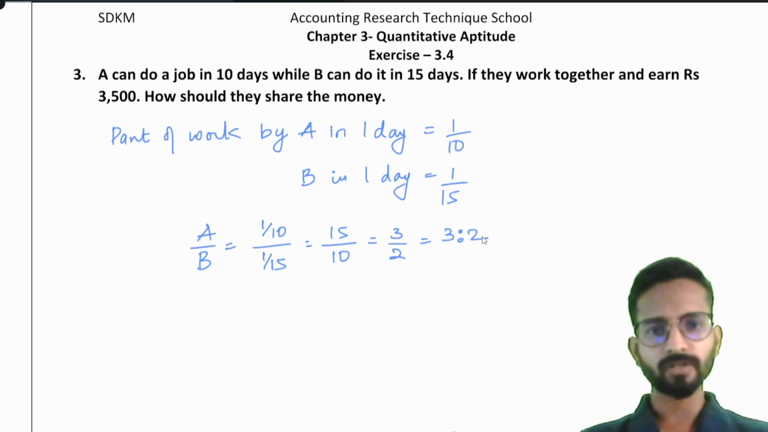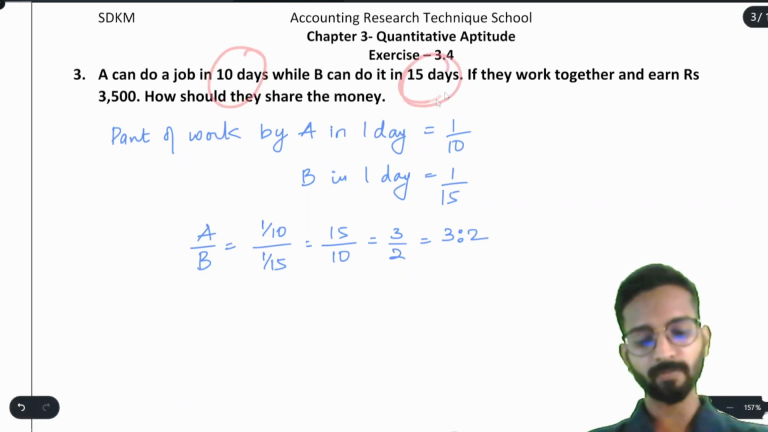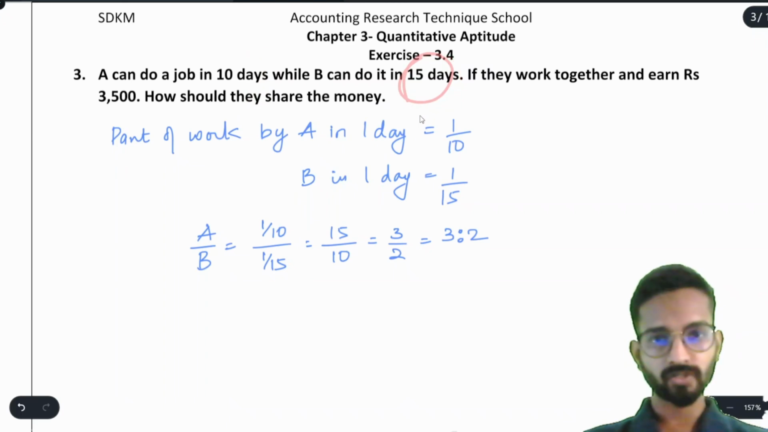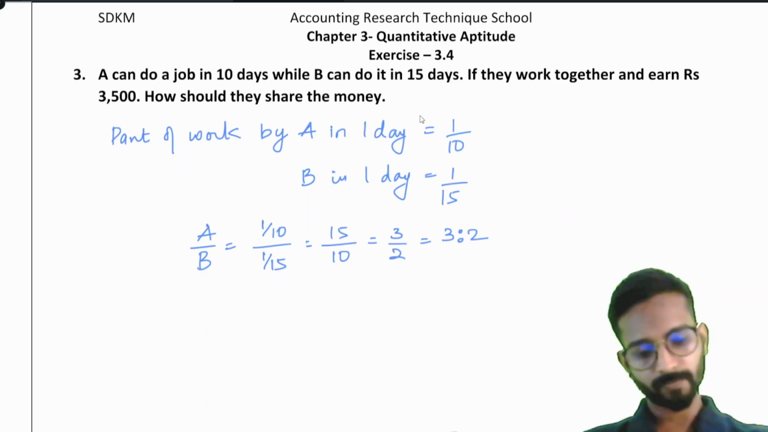See, when you see the question only, you can understand who is more efficient. Think like this. A particular job has to be done. A is completing that job in 10 days while B is taking for that particular job 15 days. Understood? So A is more efficient. So A will get more money. Understood?